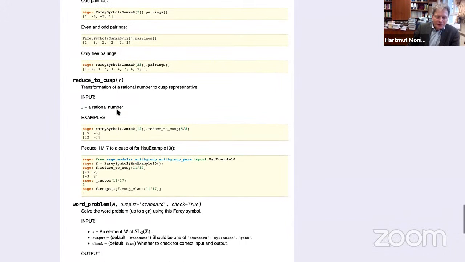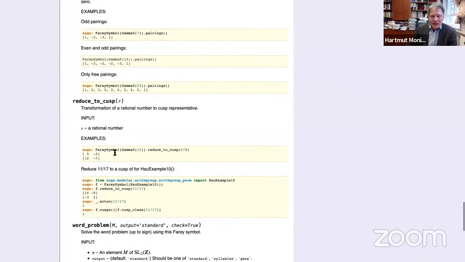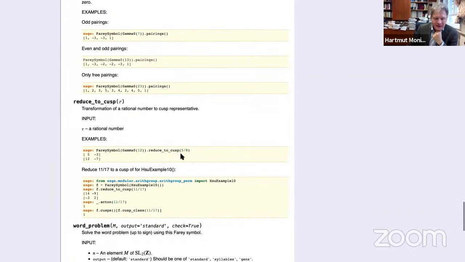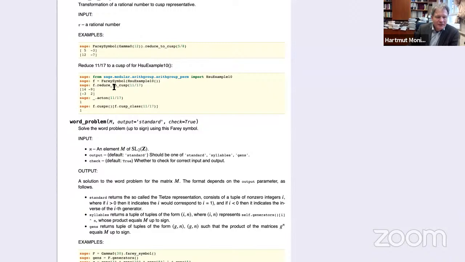So one of the important points which I will also talk about today is reduce_to_cusp. What does that do? Once you have obtained the Farey symbol from Sage, what this reduce_to_cusp says is it will give you a matrix which reduces any fraction or any cusp to a cusp in the fundamental domain. So if you take this cusp 5/8, the matrix (5, -3; 12, -7) will reduce this cusp to the corresponding minimal cusp in Gamma0(12). All right. And you can see that it actually does that. If you take a more complicated example here, I don't know why I took this one. This is a very simple example.